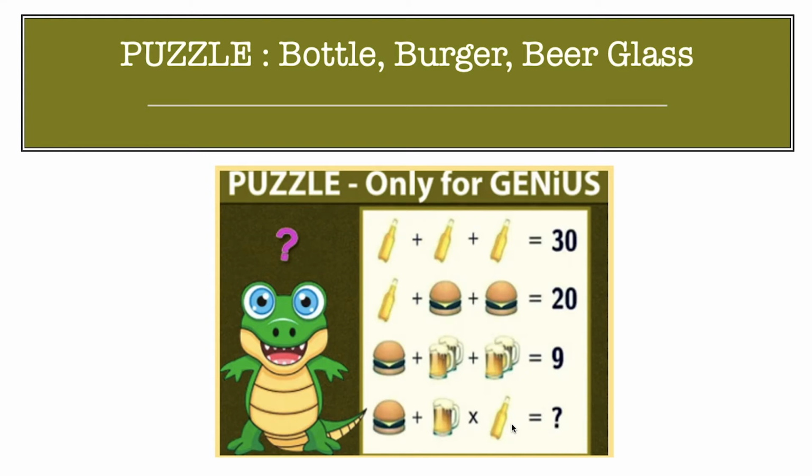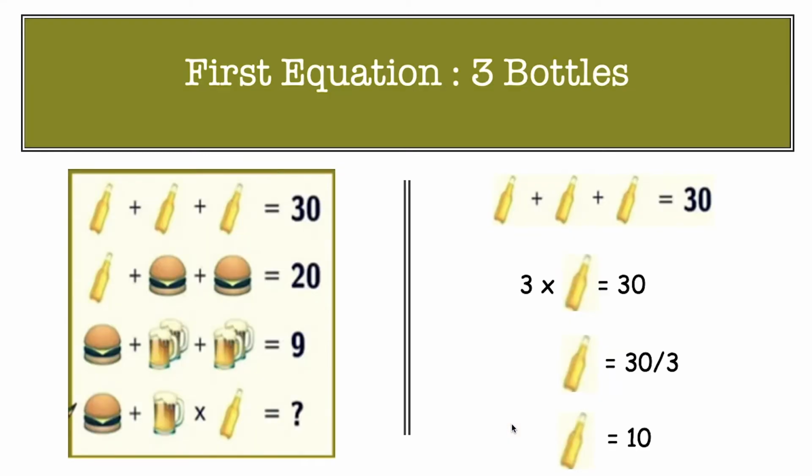Let's begin to see the correct answer. Here we go. So I'll take my first equation. In the first equation, I have got 3 bottles whose sum is equal to 30. On solving this equation, it will be 3 into 1 bottle is equal to 30. So 1 bottle is equal to 30 divided by 3. So bottle value would be equal to 10. So this is the end of our first equation.